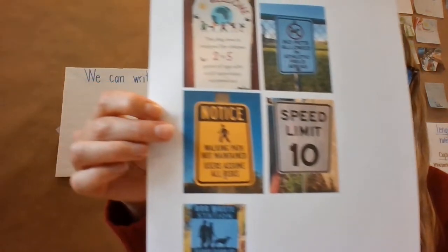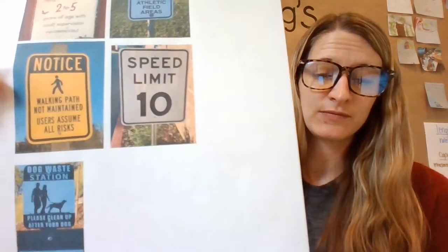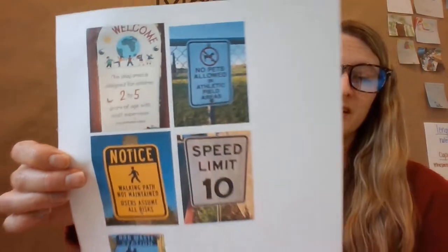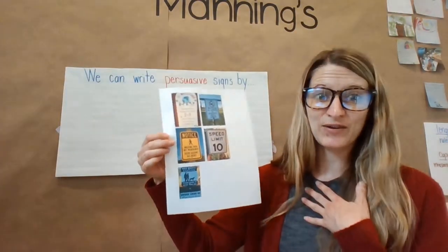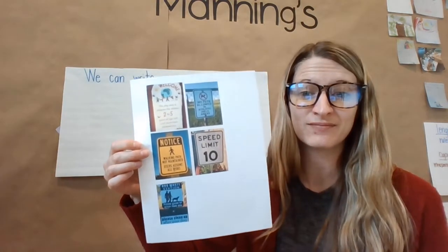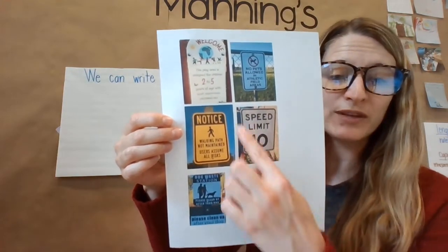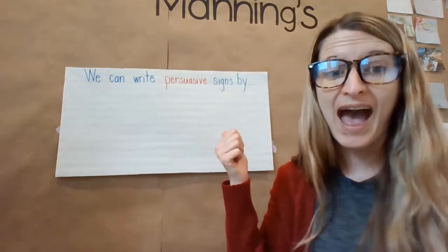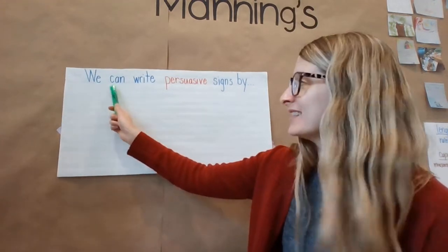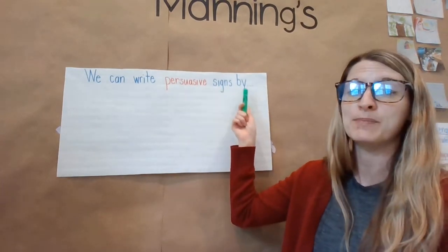And what do you notice that the writers did that we can do too in our signs? Take some time to think about it. I notice, or I see. One thing I noticed, and I bet you might have noticed it too, is that almost every sign has a picture. Here's a picture, and there, and there, and there. This is the only sign that didn't have a picture. So we're going to add that to our poster here. It says, and you can read it with me, we can write persuasive signs by.